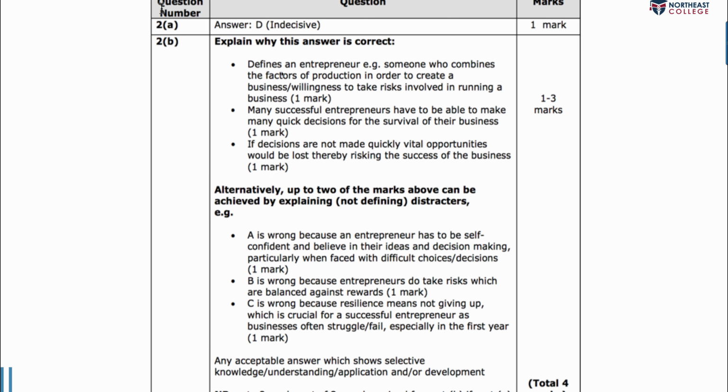Okay, so basically it defines an entrepreneur as someone who combines the factors of production in order to create a business, with a willingness to take the risk involved in running a business. So basically that gives you 1 mark. So the second mark, now you're making reference to indecisiveness.